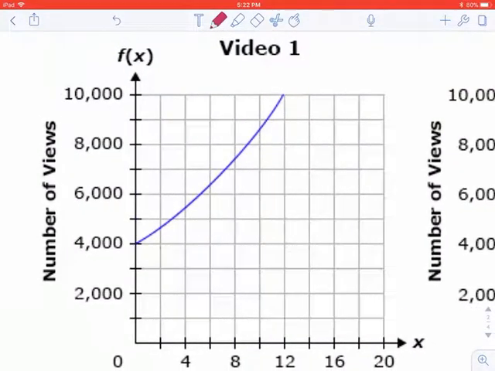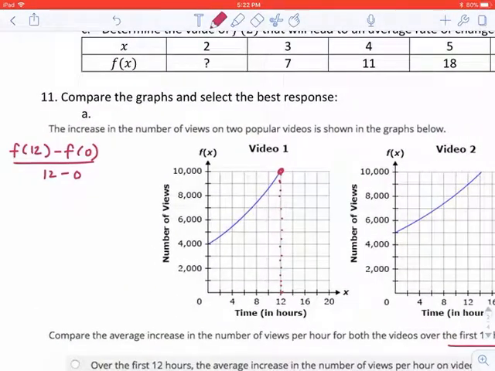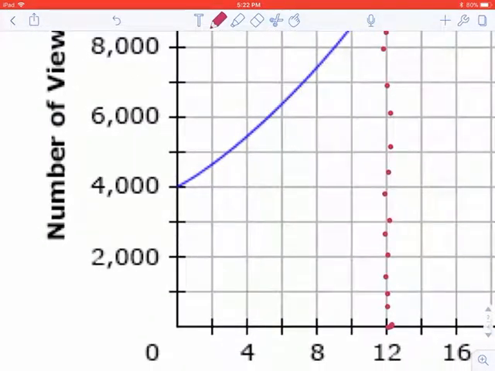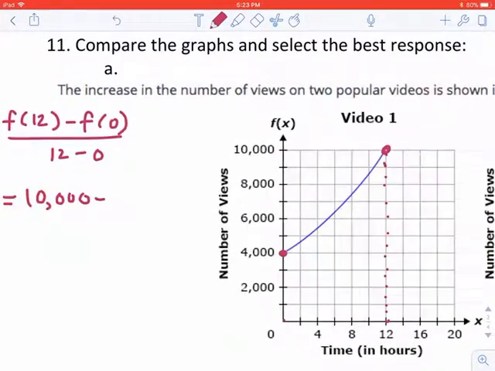Let's start with f of 12. I'm going to look right here, and I'm going to go up, figure out where I'm hitting that graph. Hits right at 10,000. So when I rewrite this, I'm going to get 10,000. And I need to subtract whatever f of 0 is. And don't automatically put 0, because it actually says f of 0 is 4,000. So let me subtract 4,000 from this number. And we'll put the 12 on the bottom by itself.